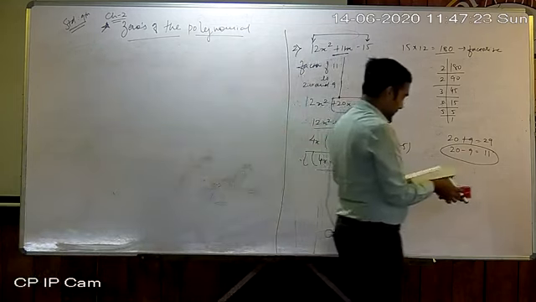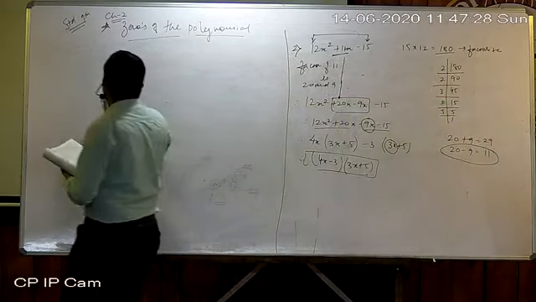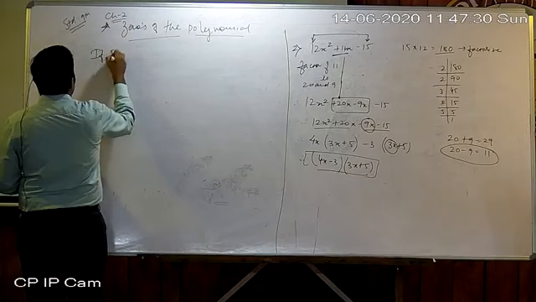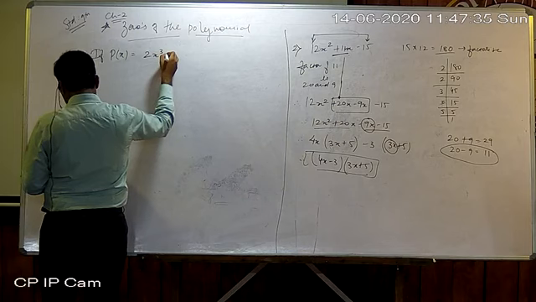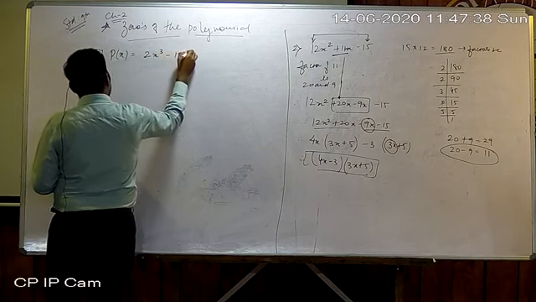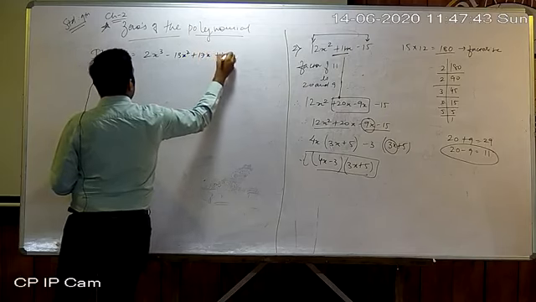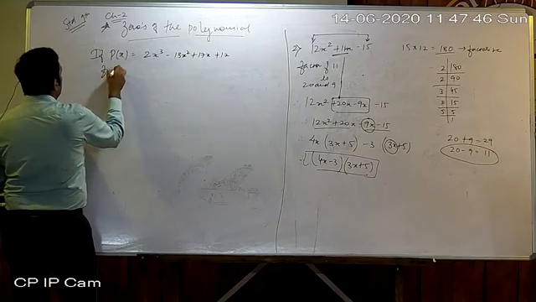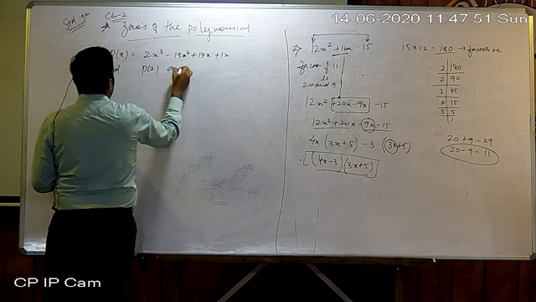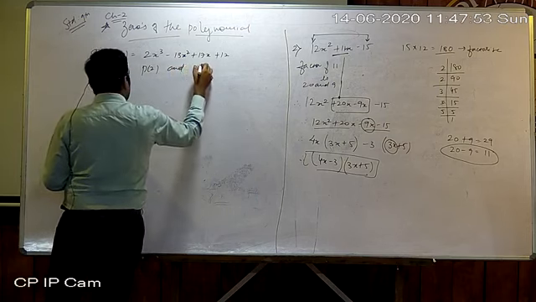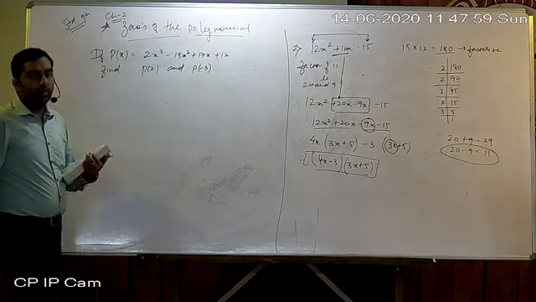Here my question is, if p of x equal to 2x cube minus 13x square plus 17x plus 12, then find the value for the p of 2 and p of minus 3. Okay, find the value for the p of 2 and p of minus 3.